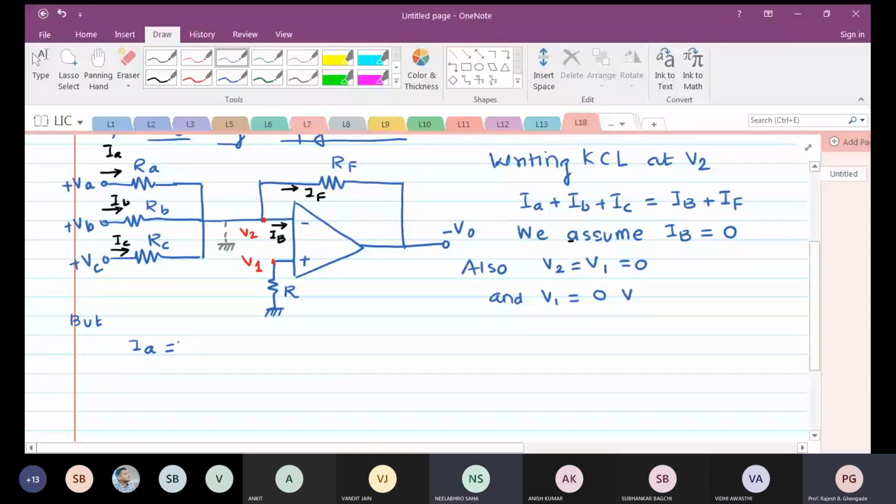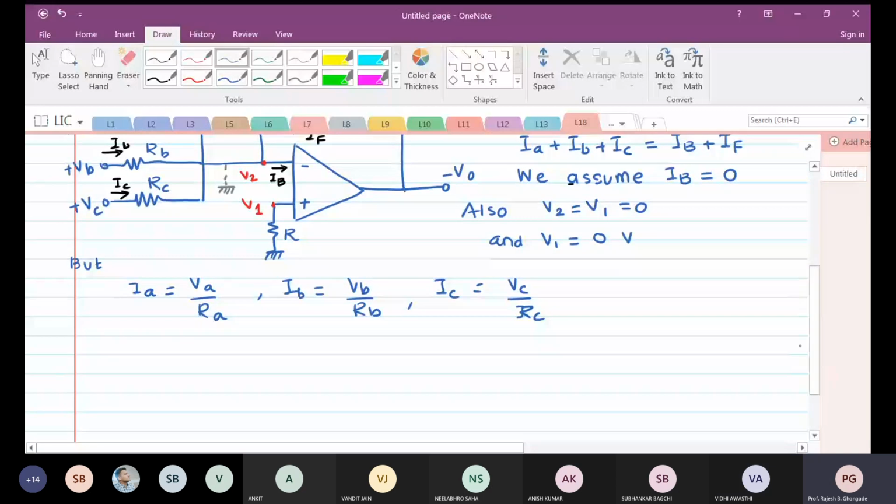So what is IA then? Apply Ohm's law here. It is going to be VA by RA. Similarly, what is going to be IB? VB by RB. What is going to be IC? VC by RC.